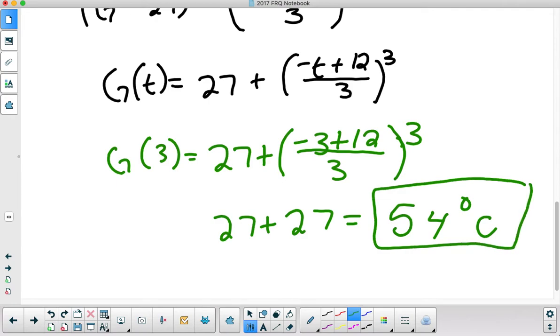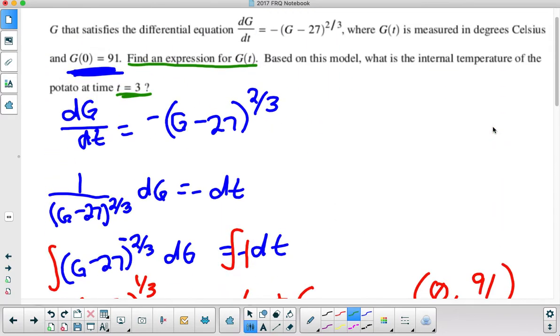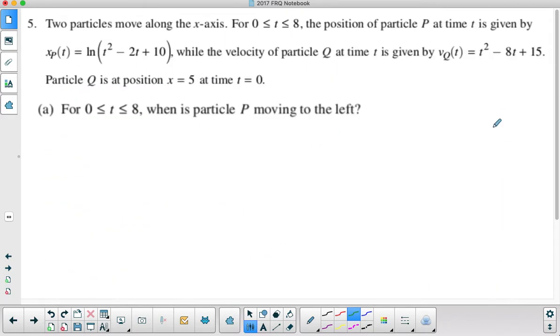All right, so that's a lot of work. That's a 5-point problem out of this 9-point AP. Every AP problem is worth 9 points. This part C is 5 of the points. Part A was 3 points. Part B was 1 point. So there's a lot of points there in that problem. All right, there's number 4. 2 more left to do here.